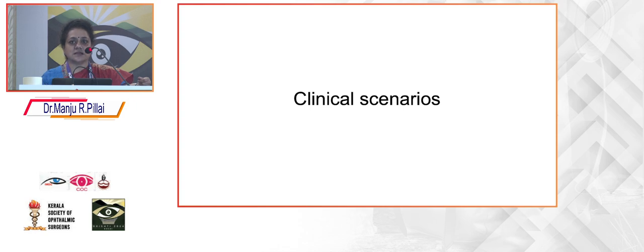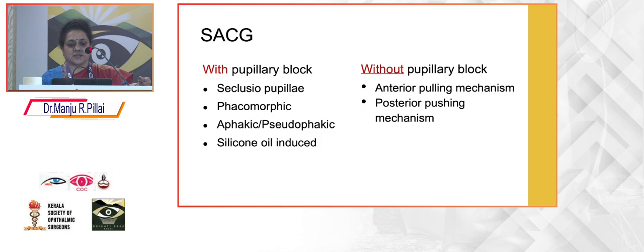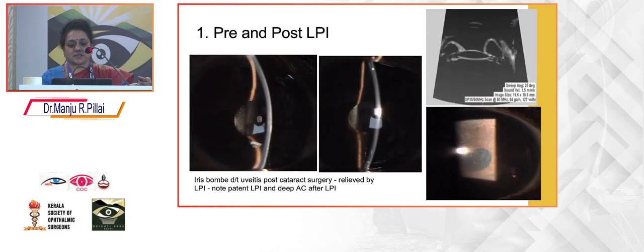There are some clinical scenarios that I would like to explain to you. That is, with pupillary block: seclusio pupillae, phacomorphic, aphakic or pseudophakic, and silicone oil induced. Without pupillary block: if there is an anterior pulling mechanism or a posterior pushing mechanism. So in a pre and post PI, this case is an iris bombé due to uveitis post cataract surgery. It was relieved by a laser PI. Note that the laser PI was patent and there is a deep anterior chamber after a PI.